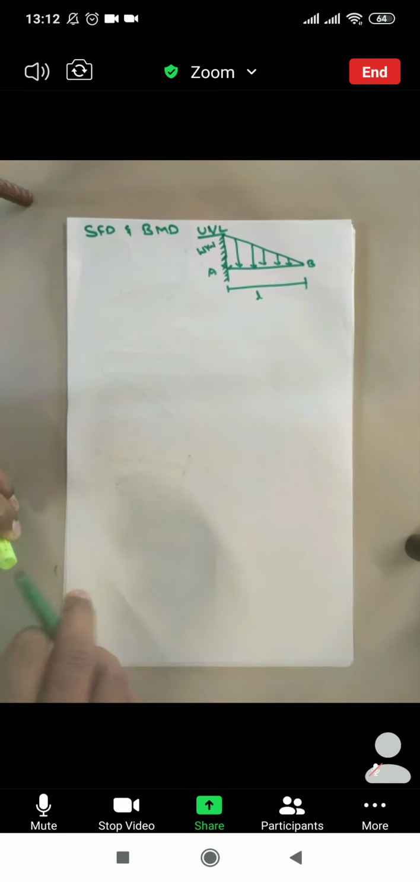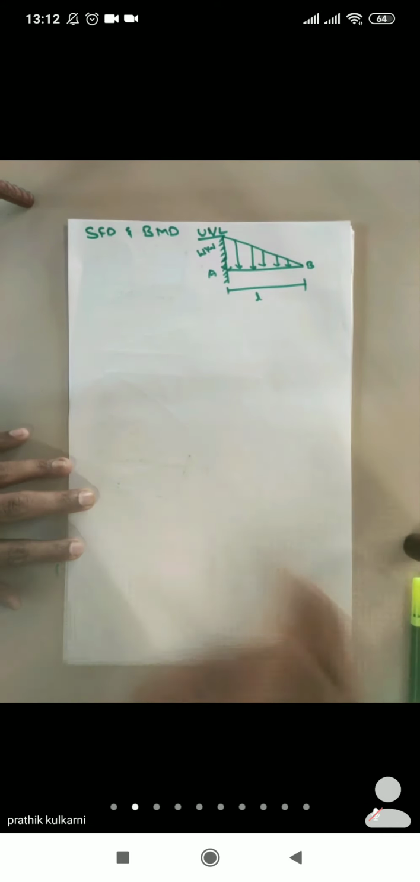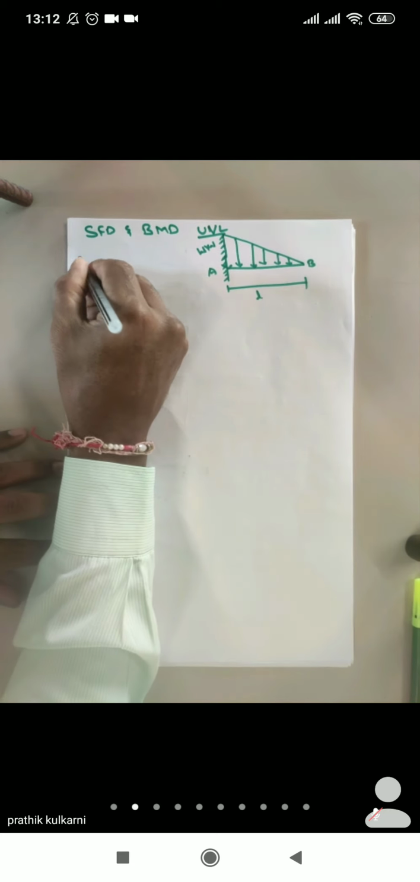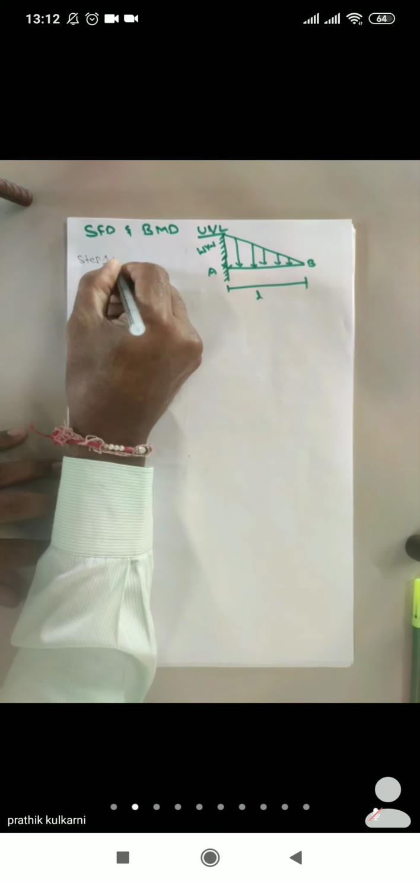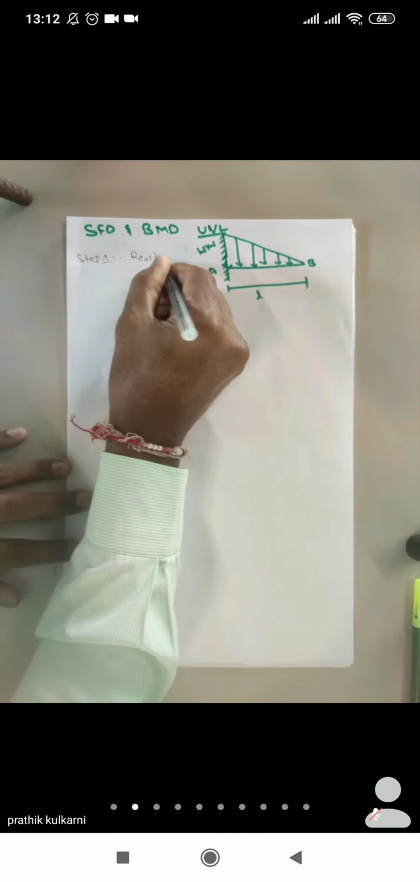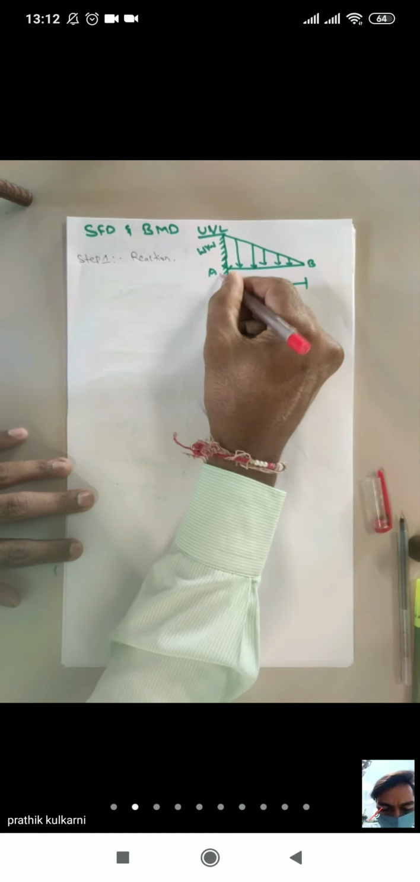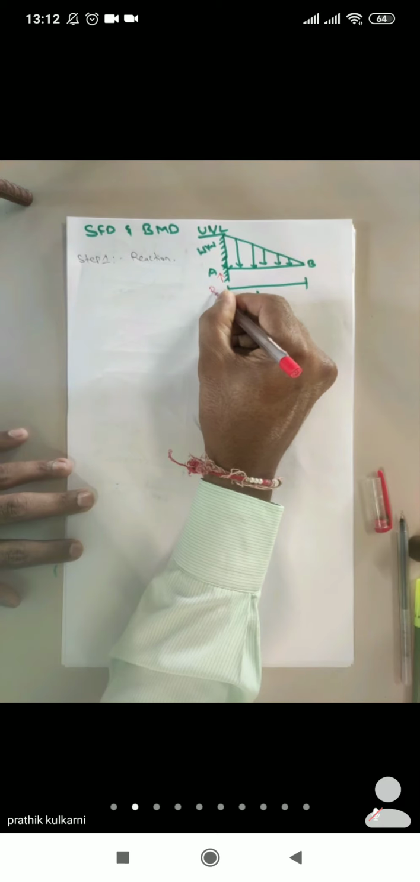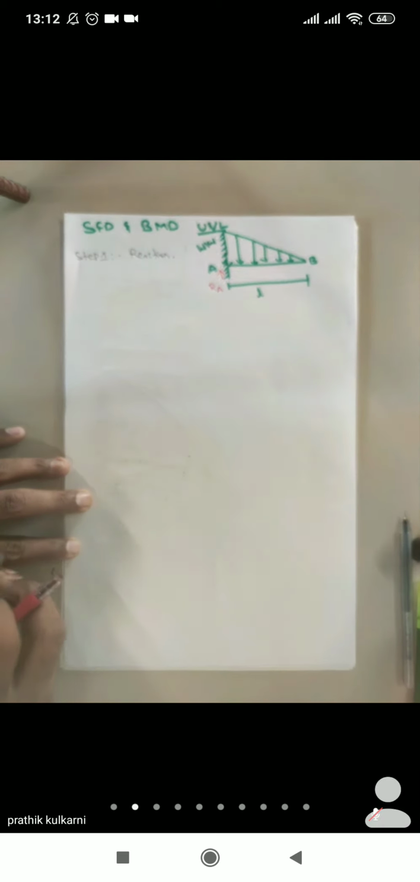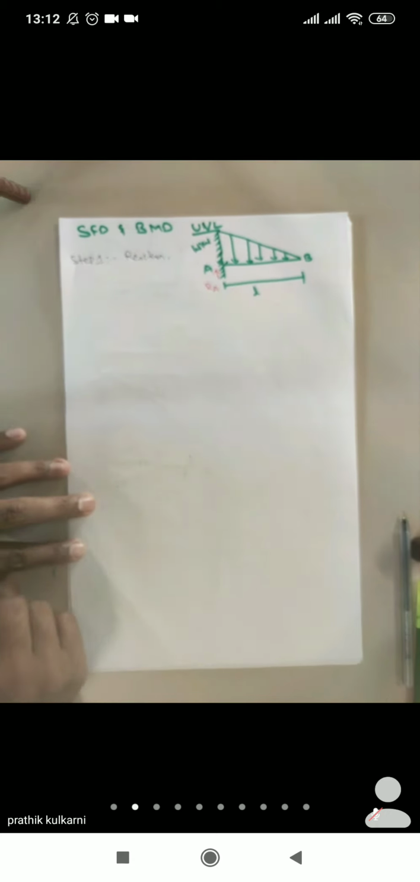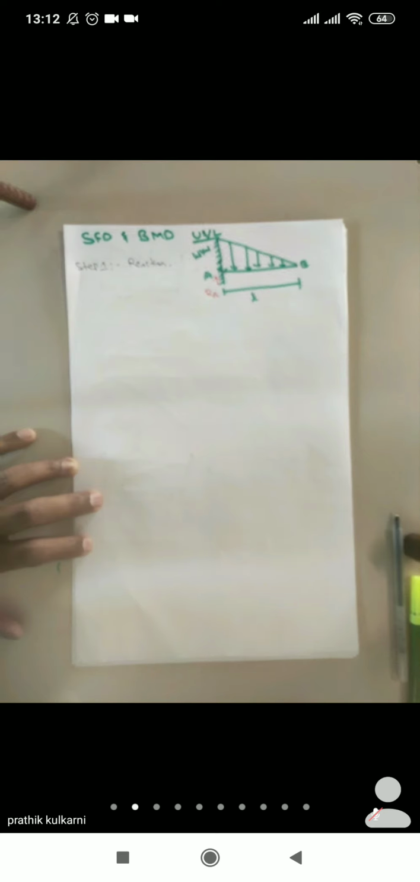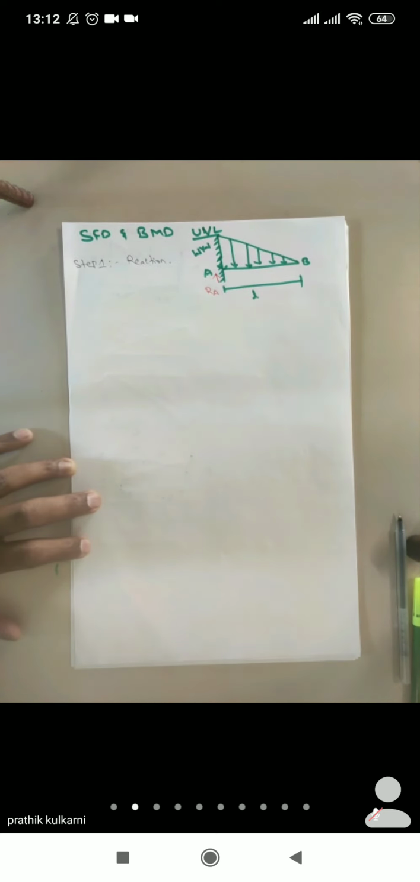Now what is your step 1? Step 1 is you have to find out the reaction. Now how many reactions will be developed here? I can tell that only one reaction will be developed, and that will be at your point A, and that is RA. So we'll have only one reaction, at point A.